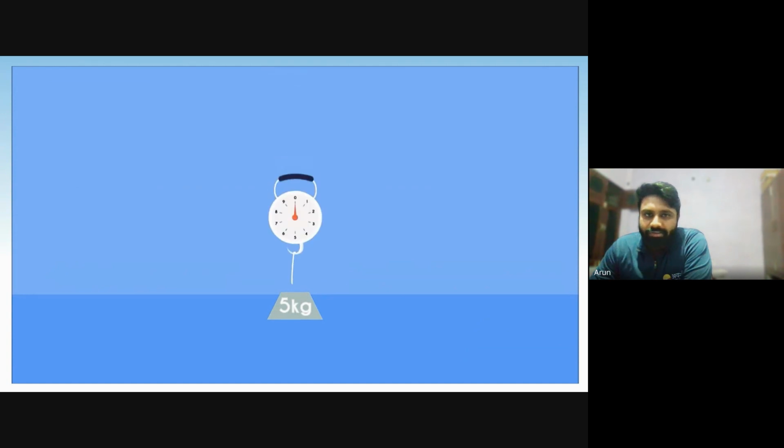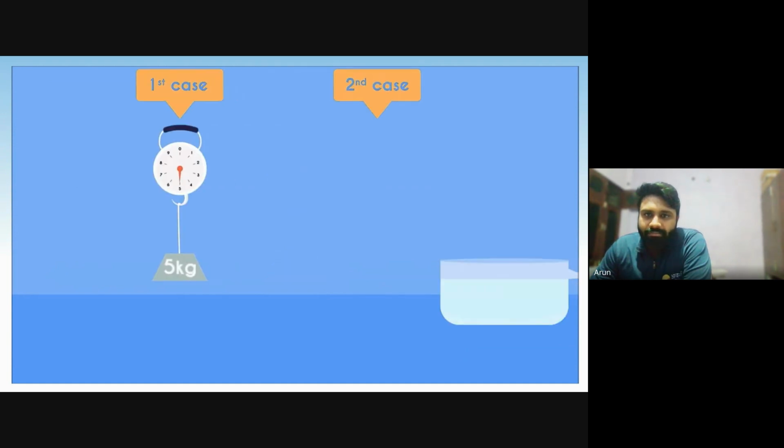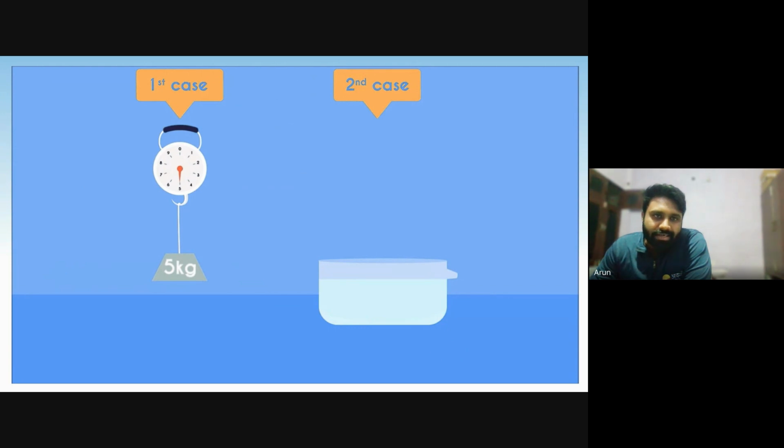You will see this video. This is the 5 kg weight inside the liquid, and you will measure it in the first case with the help of this measurable device. So it will exactly tell you that it is 5 kg.